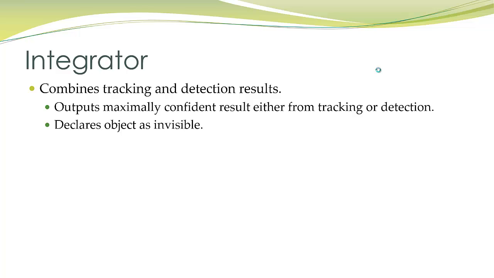Now you have the detector's output, and you also have the tracker's output. What the integrator does is combine these two results and give the final tracking result. The process outputs the maximally confident result from either tracking or detection. If neither tracking nor detection has given a result, you just declare the object invalid, so you do nothing.